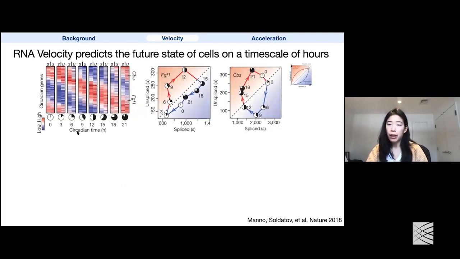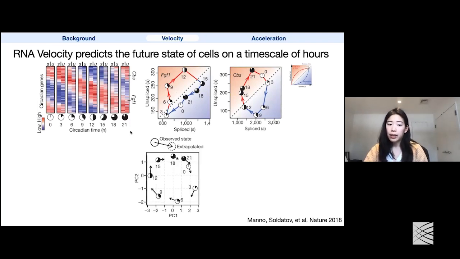So as a proof of concept, they look at these circadian rhythm genes in bulk in the mouse liver, which have a known direction that matches with time, as you can see here. And they found that the unspliced mRNA levels at each time point, which corresponds to this U here, were more similar to the spliced in the next time point. And so here are these two genes, CDS and FGF1, in the same sort of phase portrait as earlier. You can see the induction and the repression phases, and that matches well with time as their circadian rhythm genes.